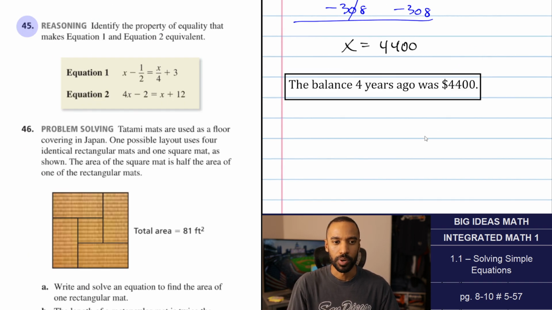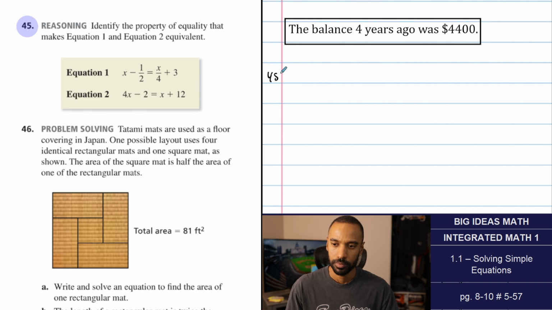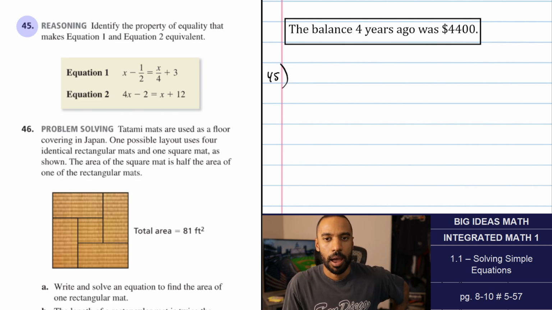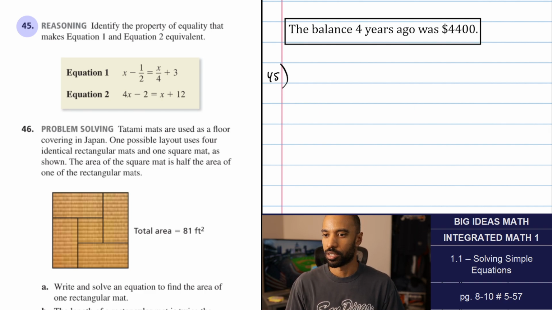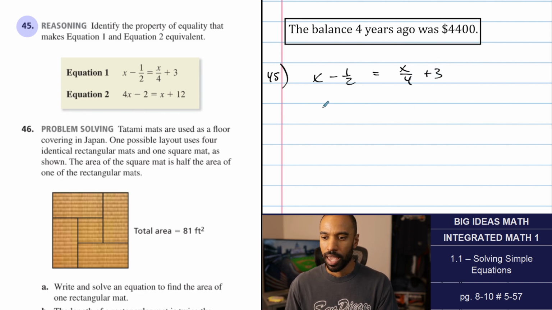All right, number 45, reasoning. Identify the property of equality that makes equation 1 and equation 2 equivalent. All right, well, this is interesting. We have x, why did I write a 4? x minus 1/2 equals x over 4 plus 3. And 4x minus 2 equals x plus 12.